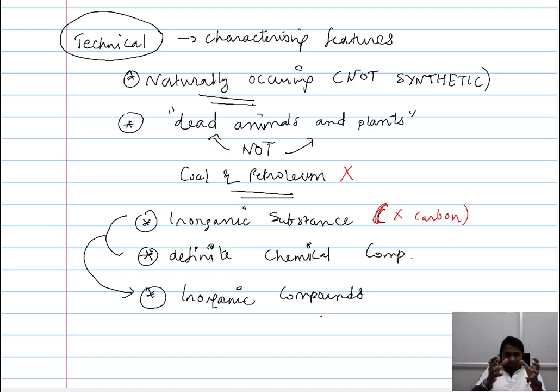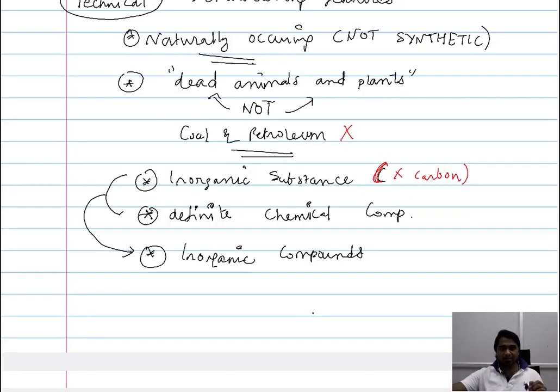So in addition to the other characterizing features, that is, it should be naturally occurring, and it should not involve dead animals or plants, the other distinguishing feature of mineral is that minerals are ideally inorganic compounds that are present in the earth crust. We refer to them as inorganic compounds because they do not essentially have a huge amount of carbon, or the carbon does not play a critical role, and compounds because it has a definite chemical composition.